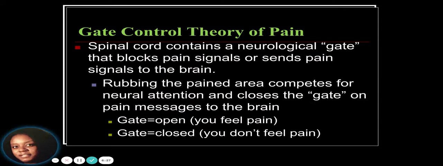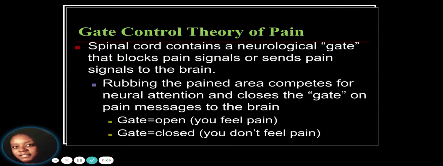The gate control theory of pain is a theory that exists when it comes to our sense of touch, or even our experiences of pain. So your spinal cord has a neurological gate. Now, obviously, it's not a real gate. Think of it as a gate that is able to block pain signals or send pain signals to the brain. So this gate kind of controls whether or not your brain recognizes something as pain.